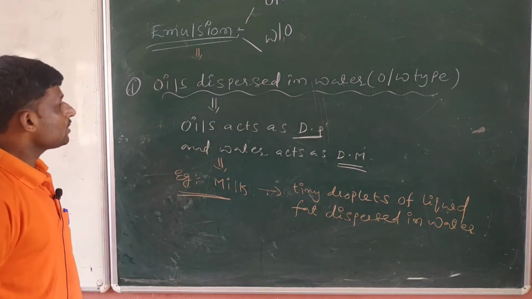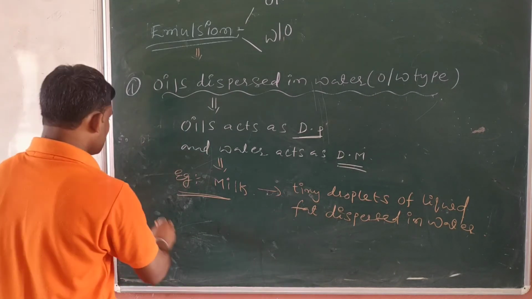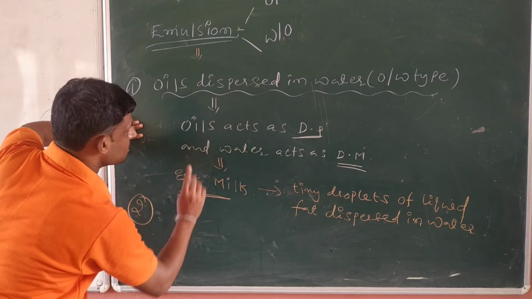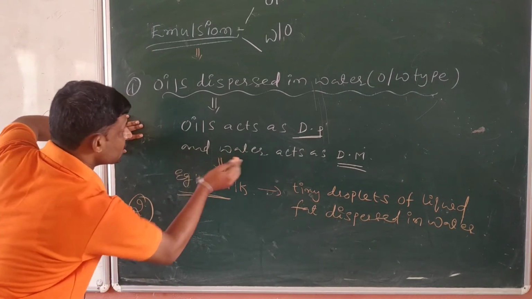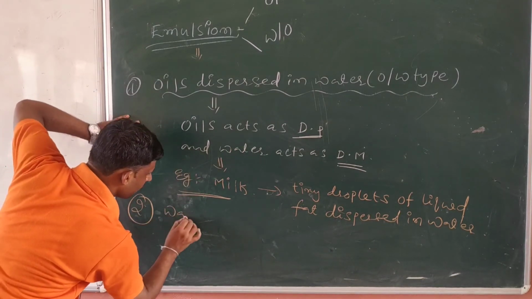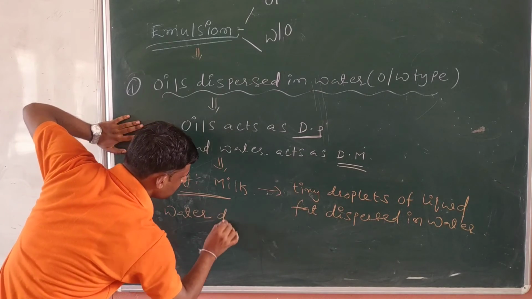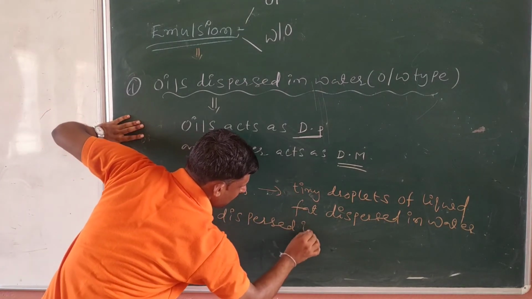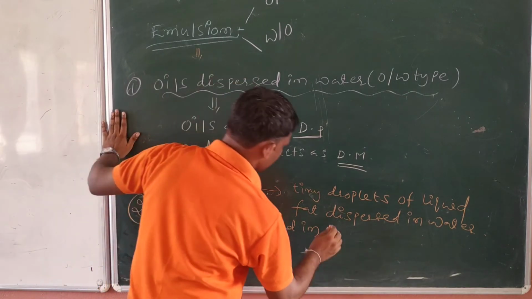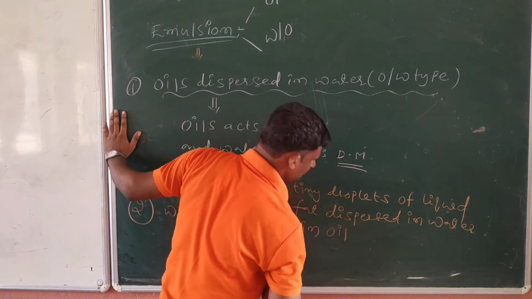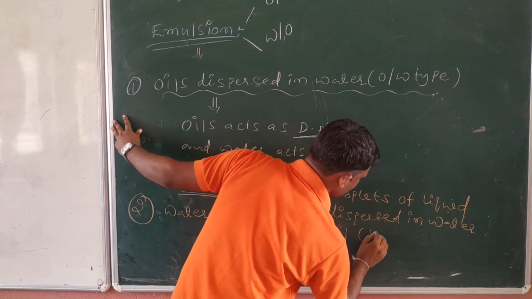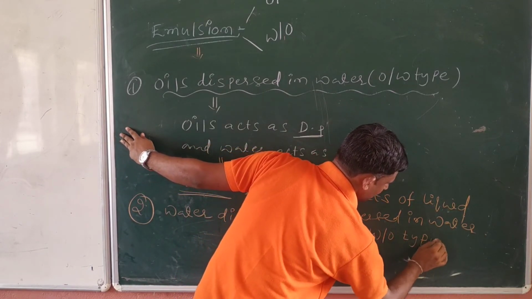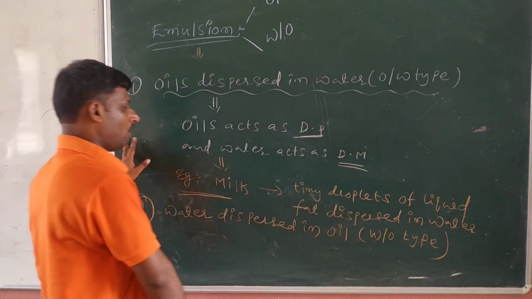Next, the second type. Oil dispersed in water is the first type. The other type is water dispersed in oil. This is called W/O type, water in oil type.